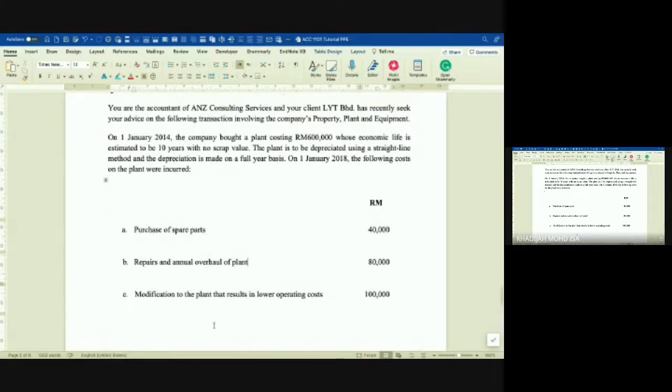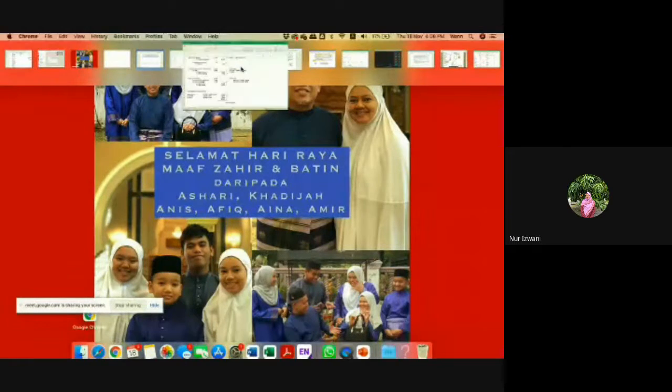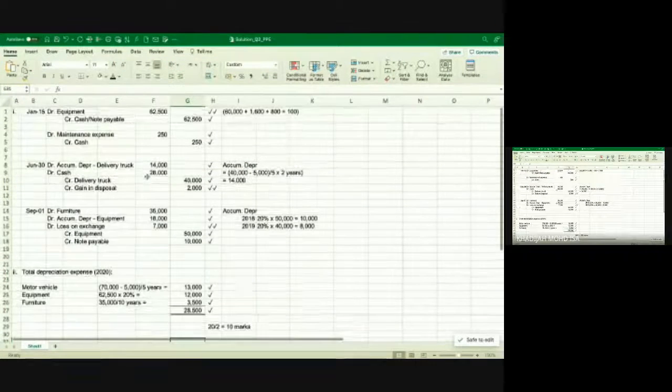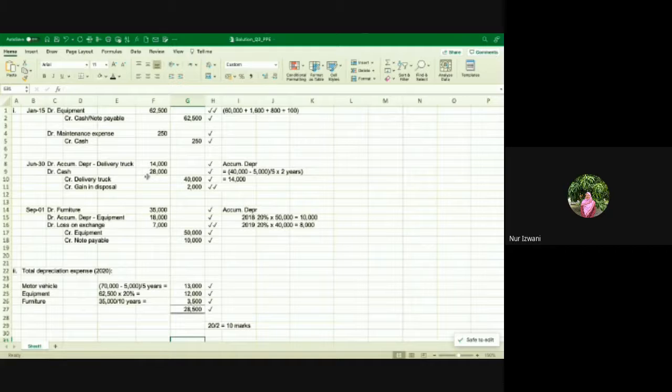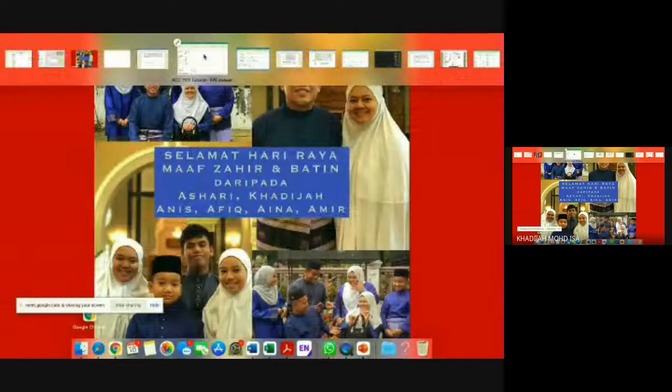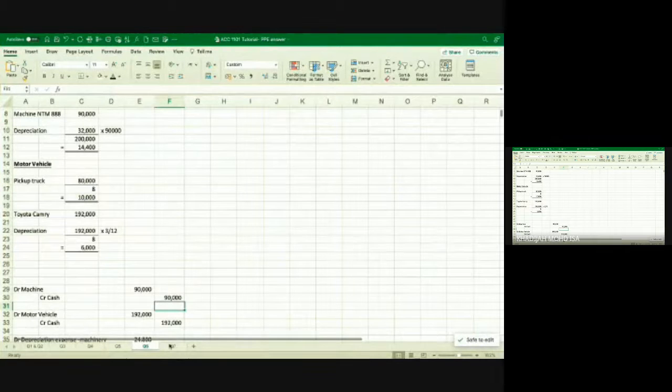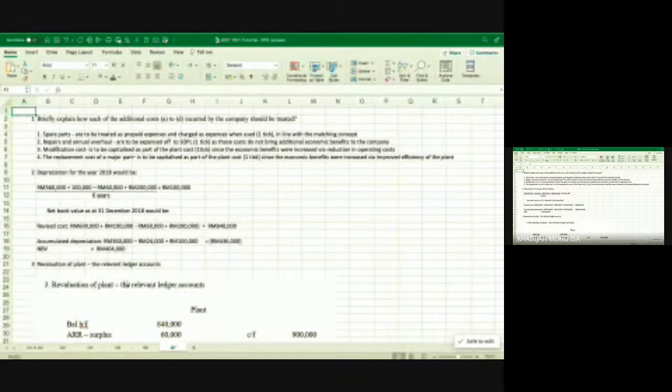In this case, how did they get 360,000? The answer shows 360,000, but it should start with 600. No, this one is not. This one is the tutorial PPE answer, question number 7. Spare parts are to be treated as a prepaid expense, charged as an expense when used in line with the matching concept. Repair and overhaul to be expensed. Modification, reduction in operating costs. The replacement cost is capitalized. Depreciation would be, we'll get 360,000.